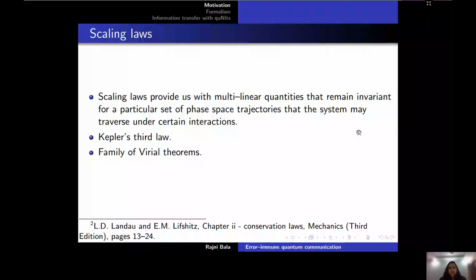What we want to do is use this idea of rescaling and look for the operators whose expectation values are simply rescaled. Then we want to use those operators and their expectation values to encode information so that it can be transferred in an error immune manner. So let's get started with the formalism of the work.